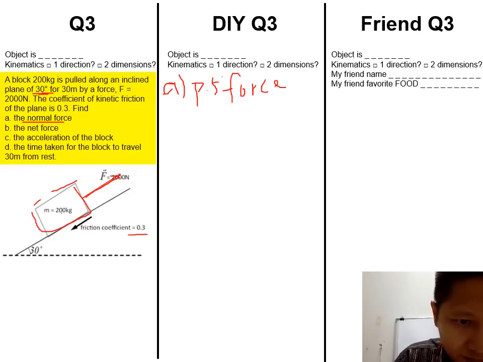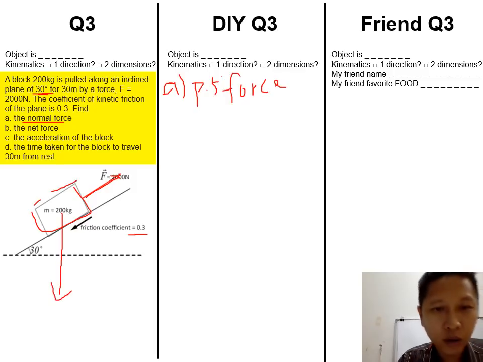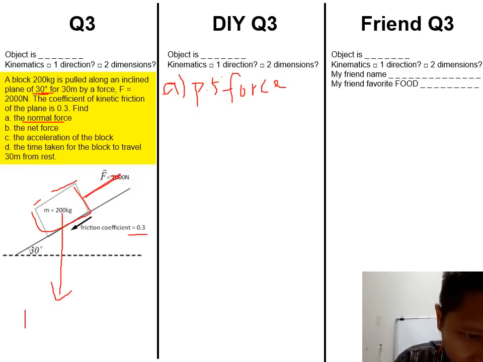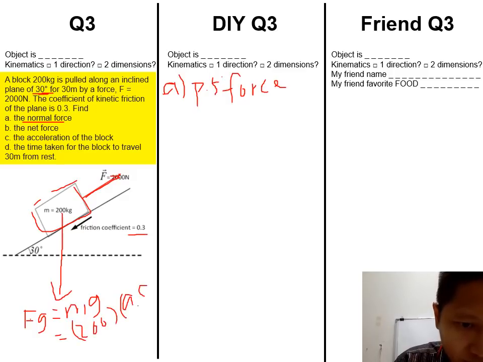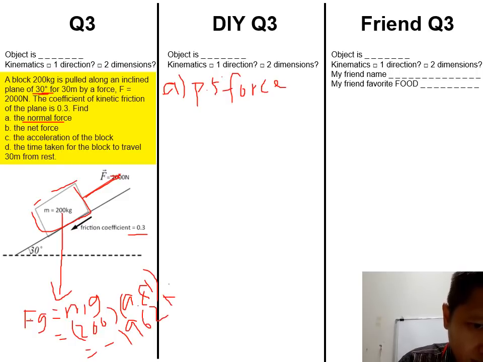When we draw it, to check all the forces applied to it, we see that there are two forces. The first one is the gravitational force. M is 200 and G is 9.81. So we're going to get negative 1962 Newton.